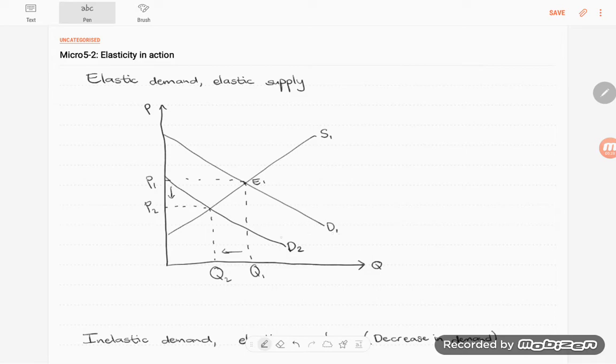If we then have a decrease in demand with a left shift in the demand curve, you have a decrease in price from P1 to P2 and a decrease in quantity from Q1 to Q2, and we end up at equilibrium Q2.